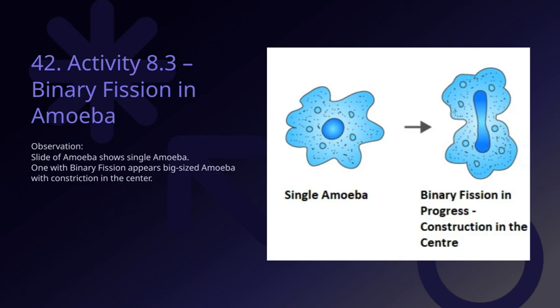Binary fission is essentially how these organisms reproduce asexually, by dividing into two identical daughter cells. It's a straightforward but efficient way for amoebas to multiply, especially in favorable conditions. As we move through this presentation, understanding binary fission helps us grasp how simple organisms like amoebas maintain their populations and adapt to their environments. So remember, the key point here is that binary fission is a form of asexual reproduction, characterized by this visible constriction, leading to the formation of two new amoebas from one.